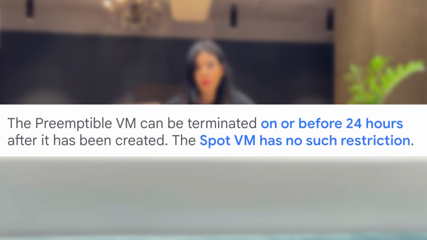The difference between a spot and a preemptible VM is that a preemptible VM shuts down every 24 hours, but a spot VM will run for so long as the regular instances are not running out of resources.